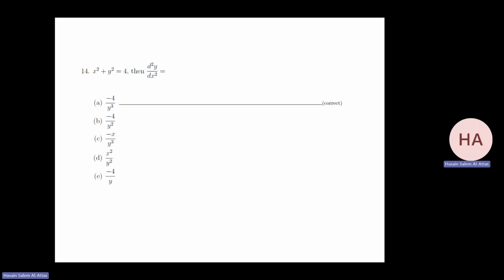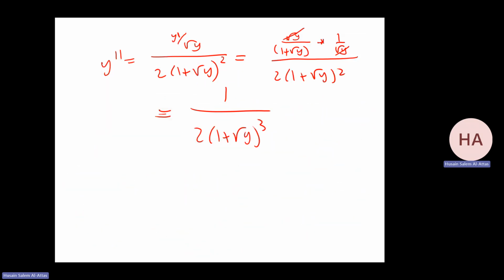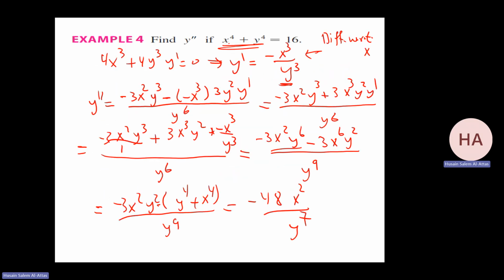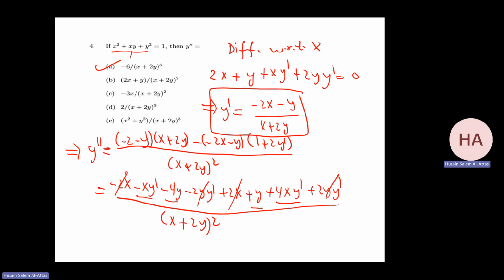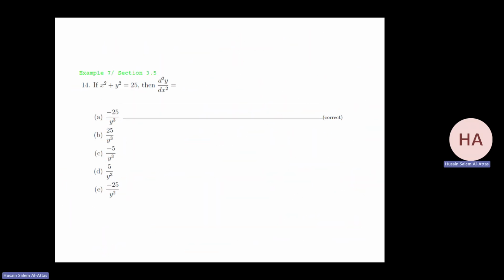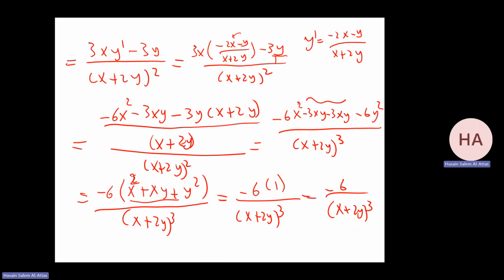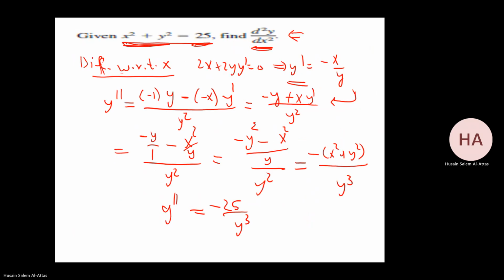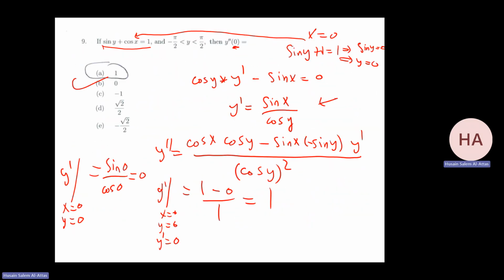Second derivative for this, I think we did it. x squared plus y squared equal 4. No, we did 25. Yeah. Not difficult, we can do it. This is 25 we did, which is minus 25 over y cubed, correct? Yeah, minus 25 over y cubed.